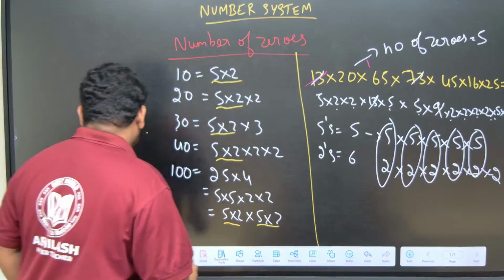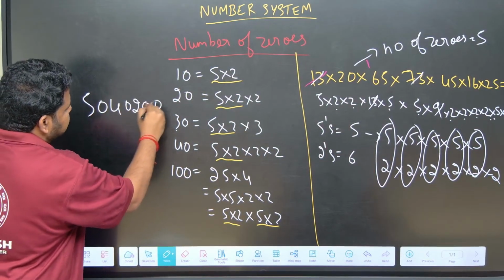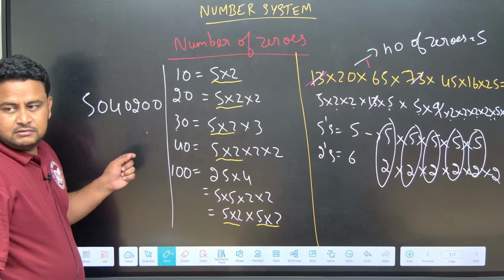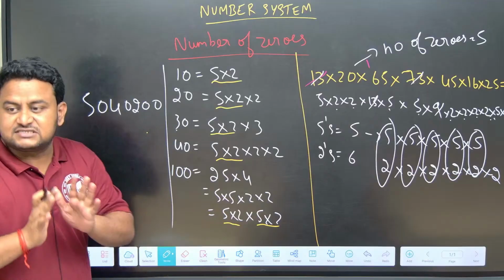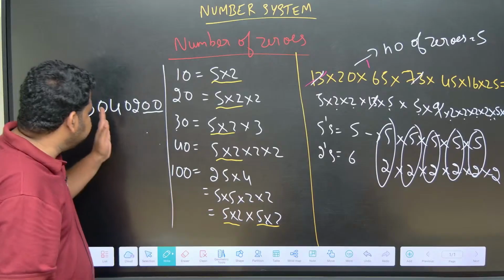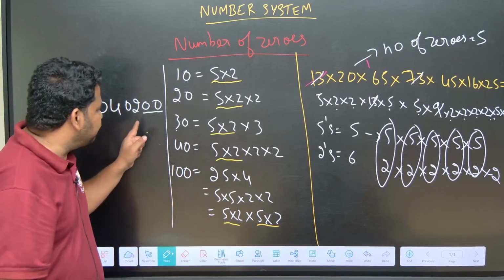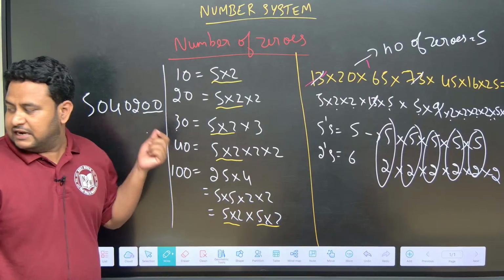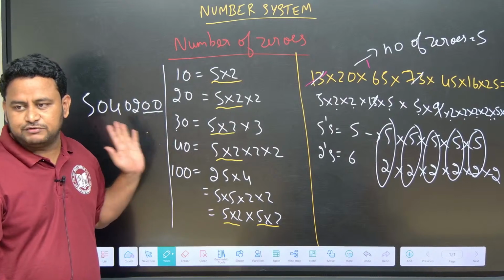Suppose I write a number here, 50402200. How many zeros are there? Actually, there are only 2 zeros. People will get confused and write 4 zeros. If they ask for the number of zeros, you have to consider only the end, not in between. In between, there is no method to find out; there can be any number of zeros. We have to focus on the end of the digits. At the end of the digits, how many zeros are there? We have to find out. Clear? Got it? This is how you find it.